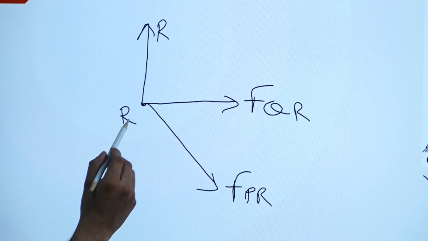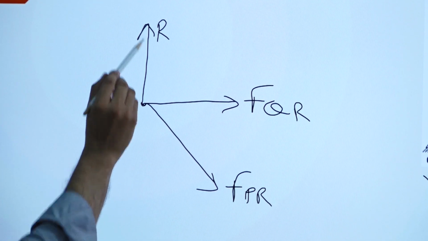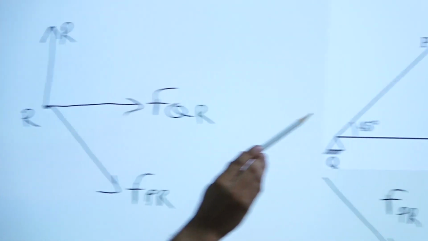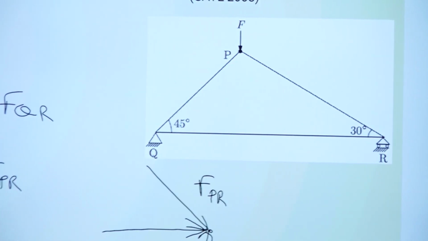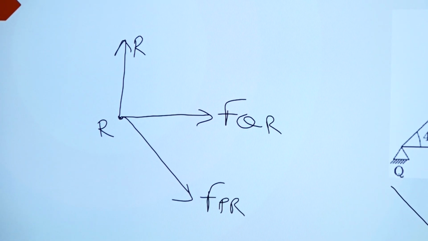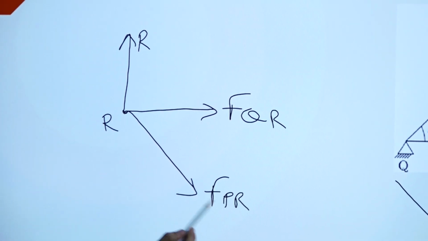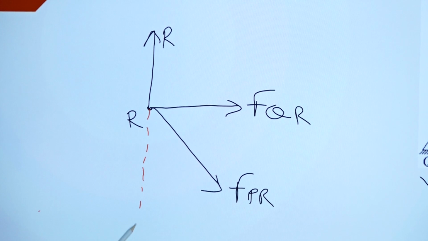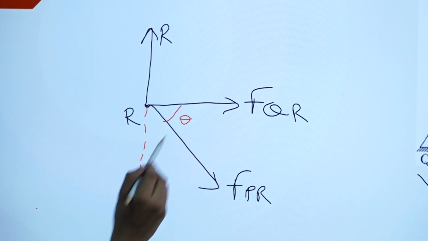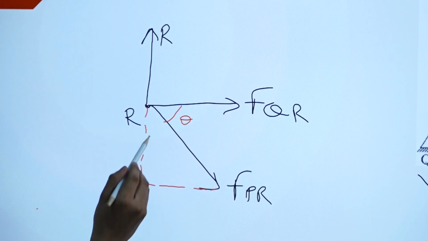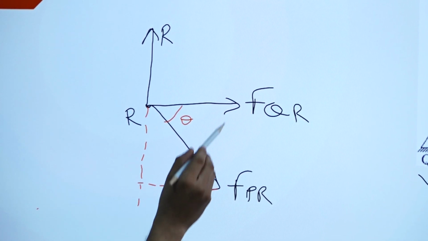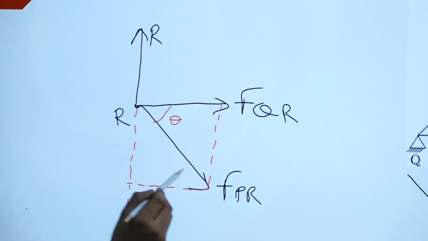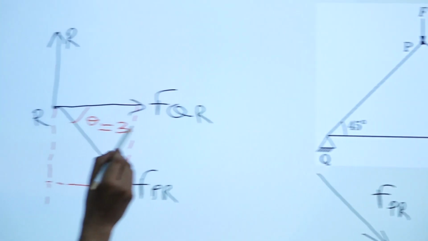Okay, I have made the free body diagram of this point R. At this point R, the reaction is R. The force because of the QR link will be FQR, and the force because of the PR link will be FPR, right? So here we are going to simply resolve the forces. We will take the component of FPR in this direction, that will be FPR sin theta, and the component of FPR in the x direction will be FPR cos theta. Theta is 30 degrees, from there we can find, right?